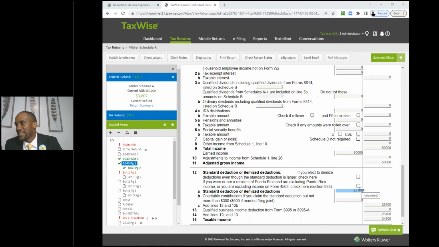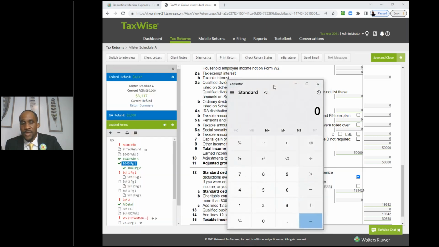We've got this $25,100 standard deduction for a married couple filing jointly, but we had approximately $19,000 in itemized deductions. But let's force it over. When we force it over, here's that 19,342. So it looks like less. You'll see that the federal refund went down. The federal refund was 3807, and now it's 3117. So the federal refund went down by $690, right?